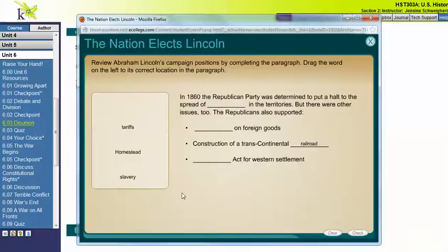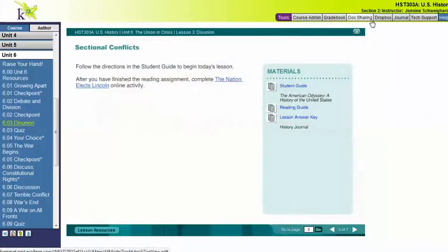Construction of the Transcontinental Railroad was one of the things that Lincoln wanted to do on his platform. A platform is a list of ideas or things that you are running on, things that you're running for or to accomplish. Okay, so you're going to do that with the rest of the activity. There are a couple more activities here based on filling in the blank.